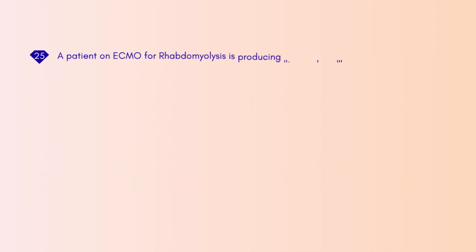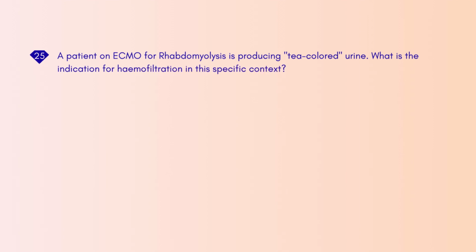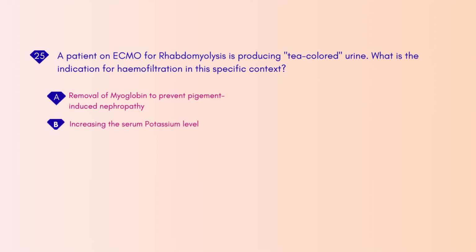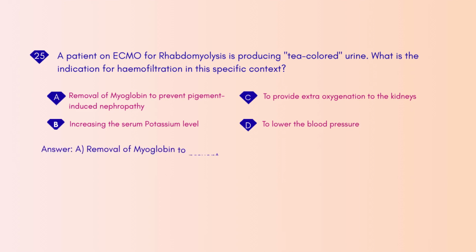A patient on ECMO for rhabdomyolysis is producing tea-colored urine. What is the indication for hemofiltration in this specific context? A. Removal of myoglobin to prevent pigment-induced nephropathy. B. Increasing the serum potassium level. C. To provide extra oxygenation to the kidneys. D. To lower the blood pressure. Answer: A. Removal of myoglobin to prevent pigment-induced nephropathy.